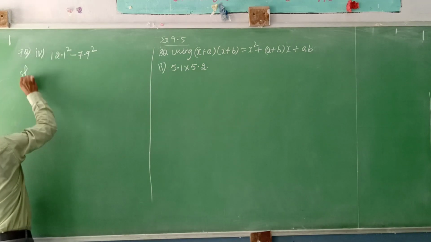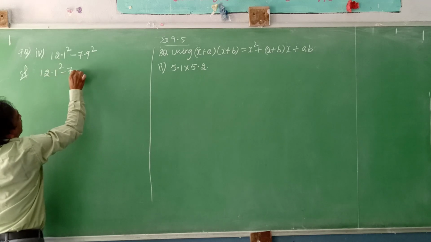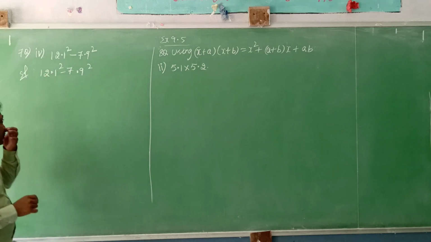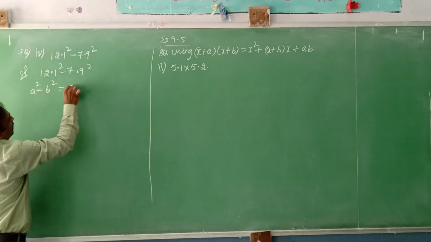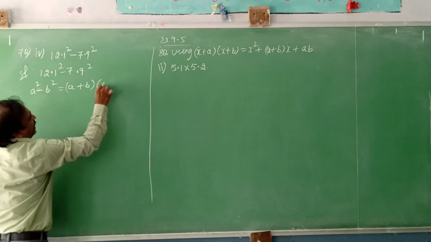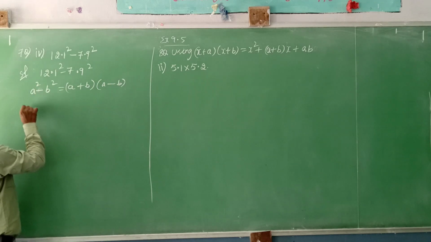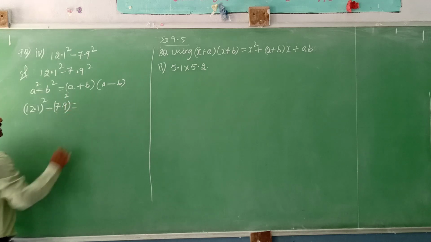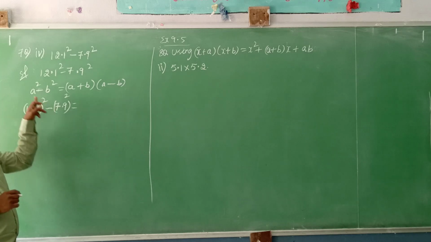So solution: first write the given 12.1 square minus 7.9 square. Here a square minus b square is equal to a plus b into a minus b. This is the identity we are using. So 12.1 whole square minus 7.9 whole square is equal to, observe it, the value of a is 12.1 and the value of b is 7.9.